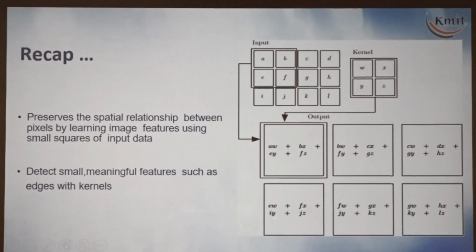Generally we will take 3 by 3 or 5 by 5 kernels, not 2 by 2. This is only to simplify and explain. Generally we take 3 by 3, 5 by 5, because from the middle element the surroundings will be 8. For 5 by 5, there will be 24 pixels in the surroundings. So like that we can take. So this is about the convolutional neural network, right?